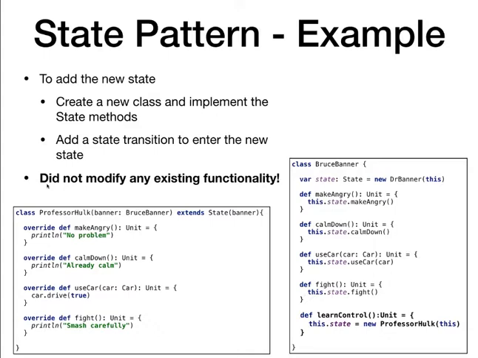Which means we don't have to retest anything. The other two states that we've already tested, we already know they work and everything. We don't have to retest that. Our unit tests that we write for those, it's all good. It's all still reusable, still fine.